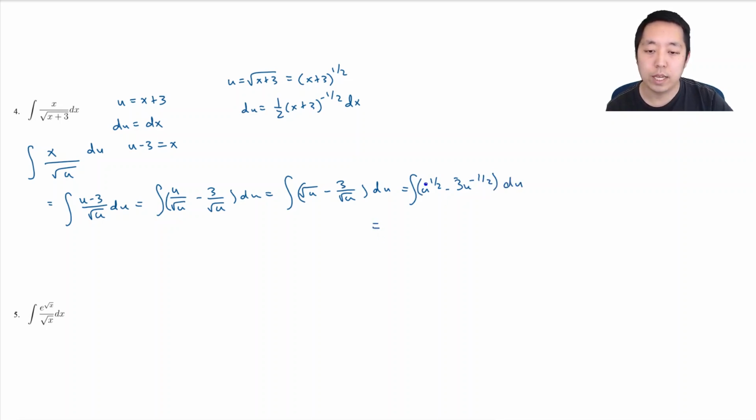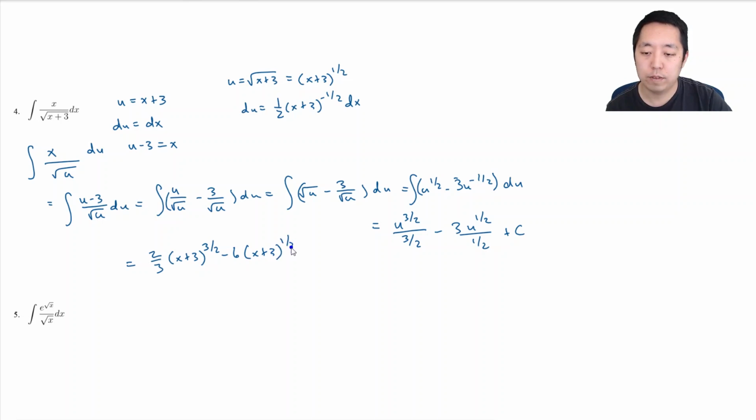And so then I would get u to the 3/2. I add 1 to the exponent. I divide by that exponent. Minus 3u to the 1/2. Add 1 to the exponent. Divide by that exponent. Plus c. And then replace the u. So I flip these fractions to the numerator, and I replace the u with x plus 3. And so I'm going to get 2/3 x plus 3 to the 3/2 minus 6 x plus 3 to the 1/2 plus c. And I would just leave my answer like that.